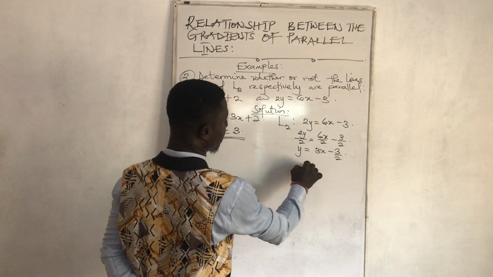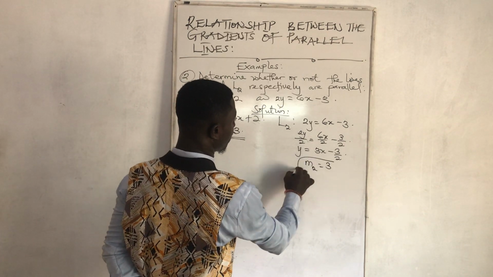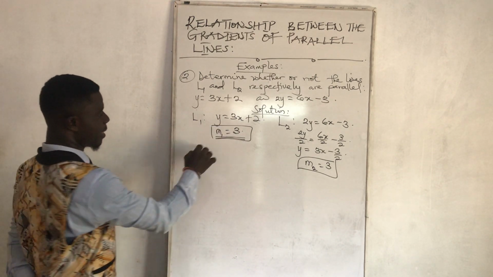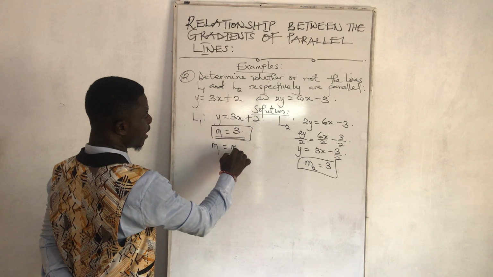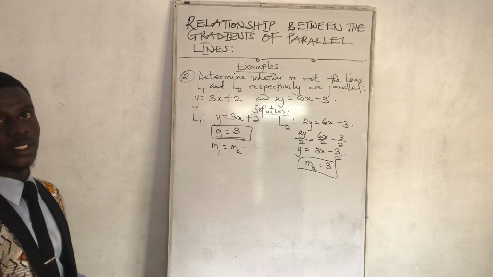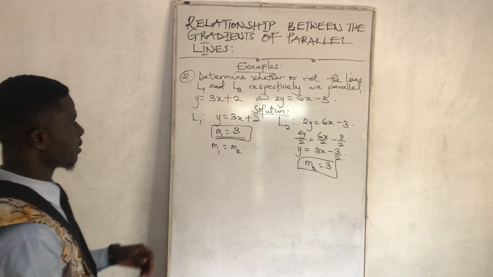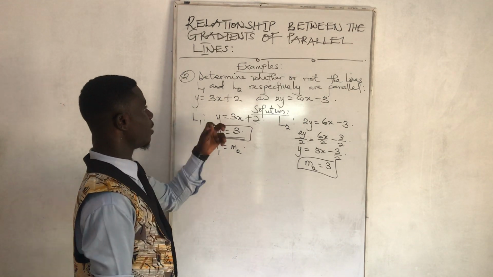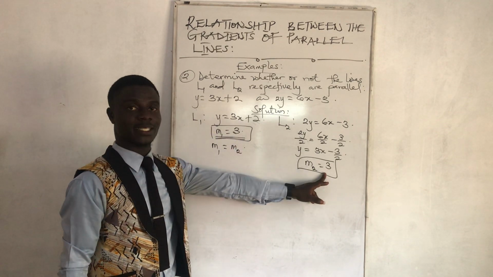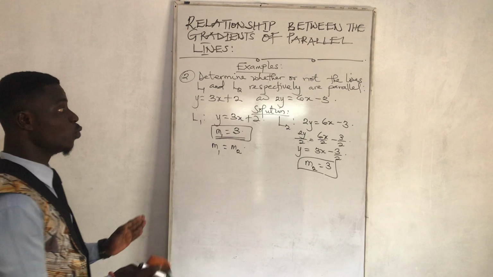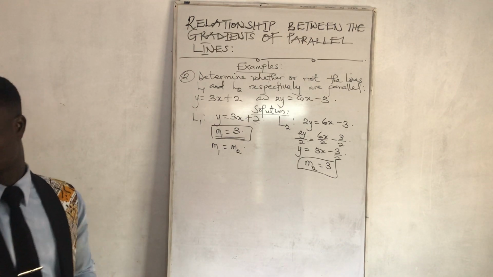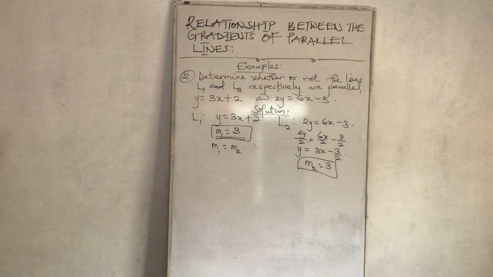So we can say that m2 is also 3. So now we can conclude that since m1 equals m2, indeed the two lines are parallel. Since the lines L1 and L2 have gradients 3 and 3, we conclude that the two lines are parallel. So you can copy that.